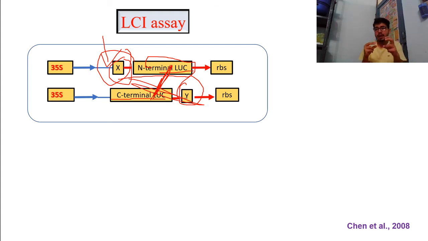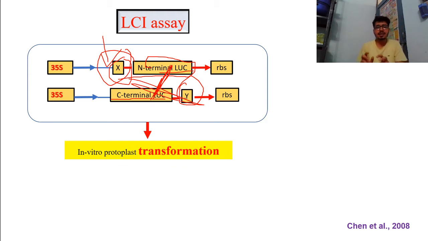If X and Y have some sort of interaction, then only in this condition will your LCI assay perform on a cellular, in vivo study and you will come up with the interaction pattern. So this pattern only comes when X and Y are interacting with each other. This is a protein-protein interaction study, an in vivo technique.